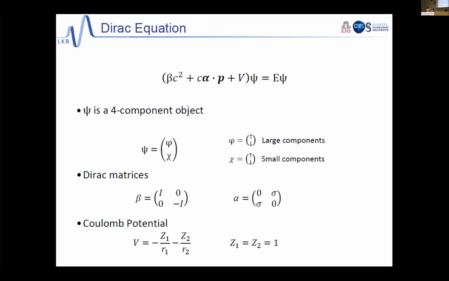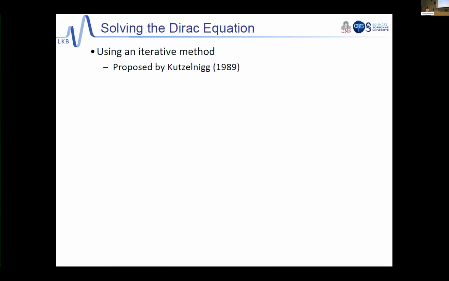So here beta and alpha are the 4x4 Dirac matrices. And also V here is the Coulomb potential. And for the hydrogen molecular ions, we take Z1 equals Z2 equals 1. So yeah, here E is the energy and C is the speed of light, P is the momentum.